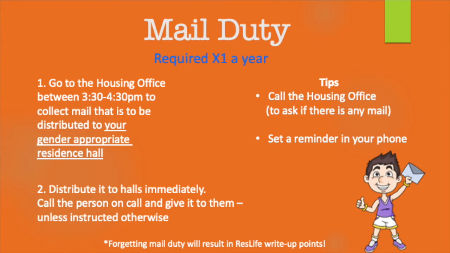You'll be on mail duty at least one time a year. First, go to the housing office between 3:30 and 4:30 p.m. to collect mail that is to be distributed to your gender-appropriate residence hall. Secondly, distribute it to halls immediately. Call the person on call and give it to them unless instructed otherwise. A few tips. Call the housing office to see if there's any mail to be distributed. And secondly, set a reminder on your phone, because forgetting mail duty will result in Res Life write-up points.